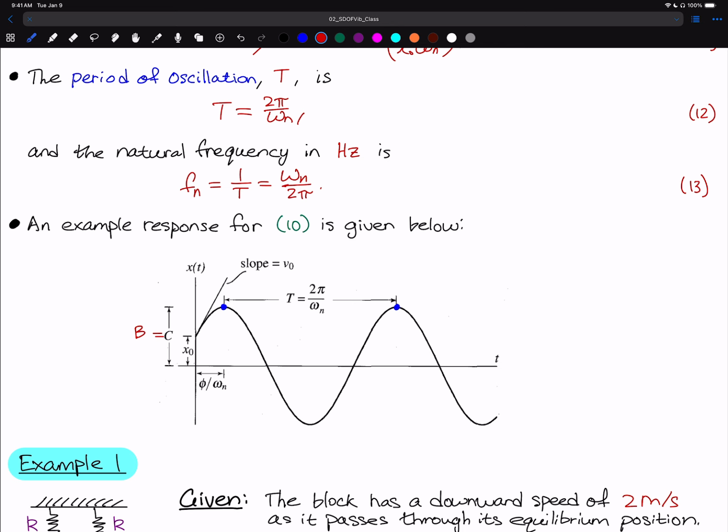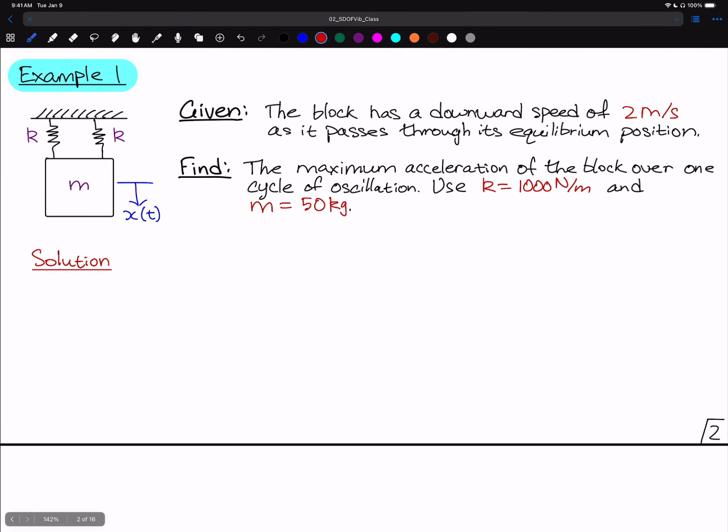Okay, we're now going to go through the first example problem shown here. We're given that the block has a downward speed of 2 meters per second as it passes through its equilibrium position. So that tells us that x of t is measured from equilibrium, whatever that is, and we can say that the displacement x of t is 0 at that position. So it has a speed of 2 meters per second. We're asked to find the maximum acceleration of the block over one cycle of oscillation. And we're given that the stiffness is 1,000 newtons per meter and the mass of the block is 50 kilograms.